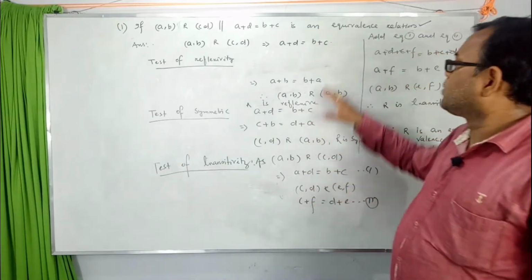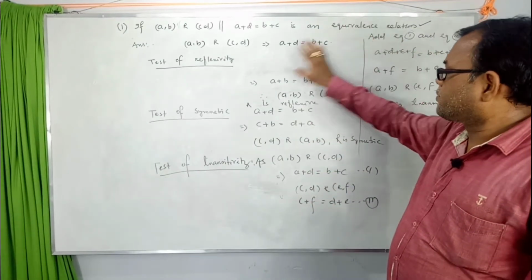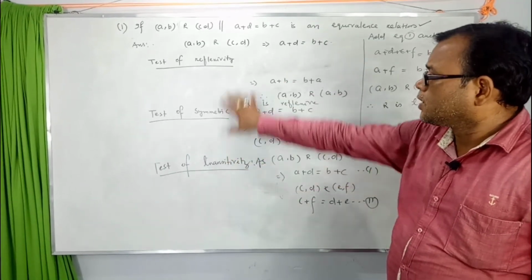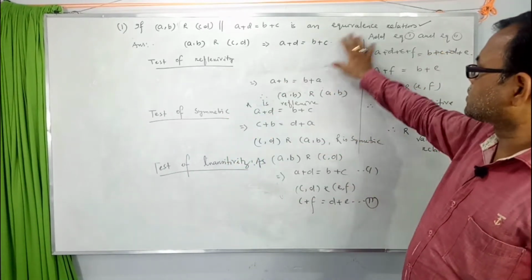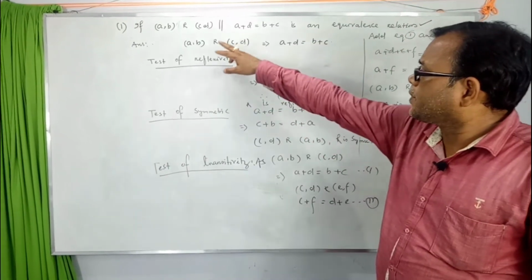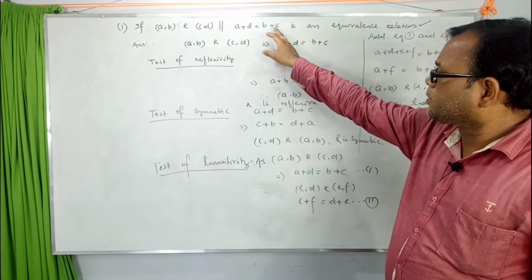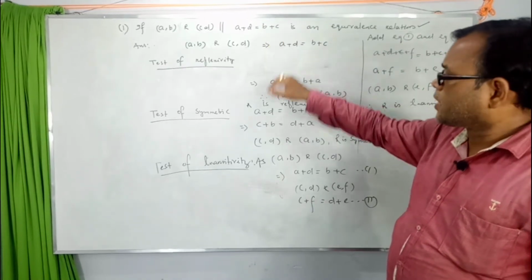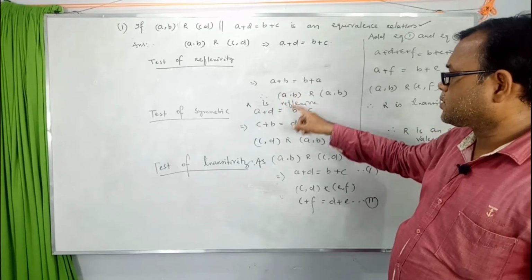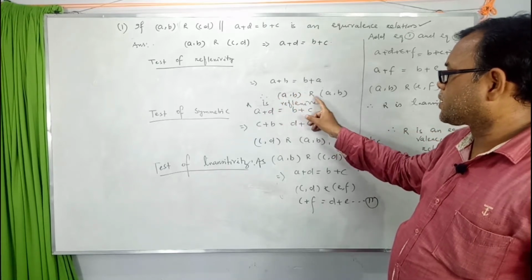When you have to prove an equivalence relation, we must check whether the relation is reflexive, then symmetric and transitive. If all three hold good, then we can say it is an equivalence relation. Here we are given (a,b) related to (c,d) if a plus d equals b plus c. Its meaning is that a plus b we can write as b plus a. Therefore, we can write (a,b) related to (a,b).